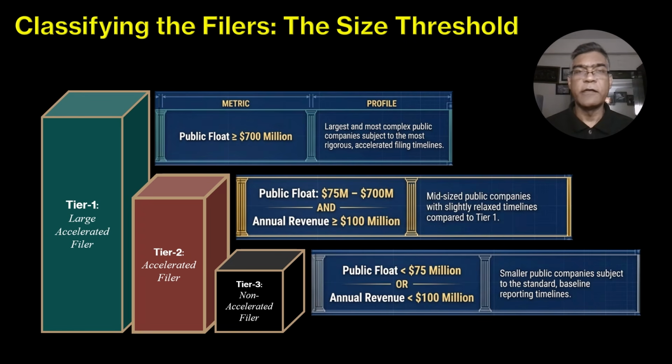Let's lock it in. Quick example: if a company has 80 million public float but less than 100 million revenue, which tier?